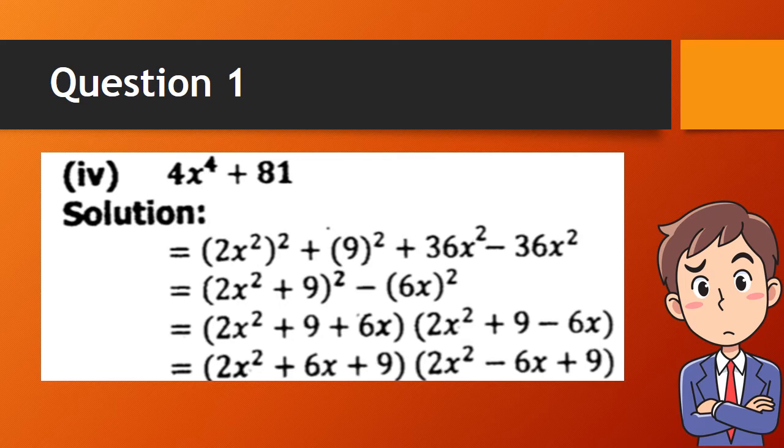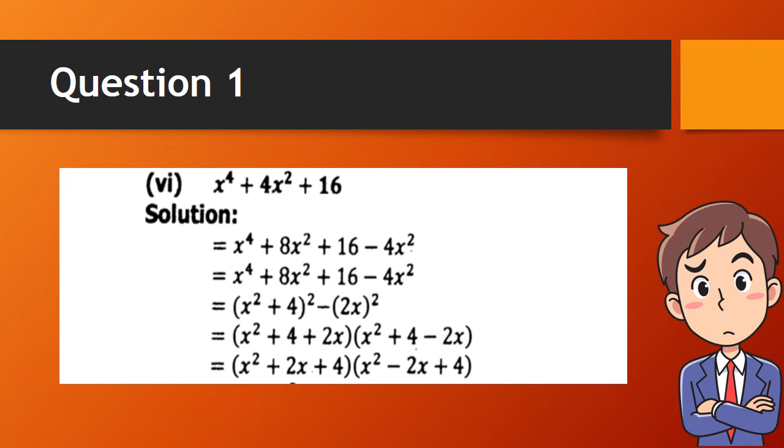So you have completed the formula (2x square plus 9) whole square minus (6x) whole square. 36x square can be written as (6x) whole square. Now you have completed the formula of a square minus b square. So it will give you (a plus b)(a minus b). A is 2x square plus 9 and b is 6x. So you will complete the formula.